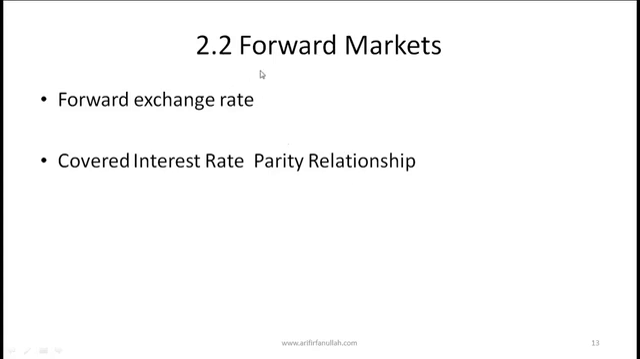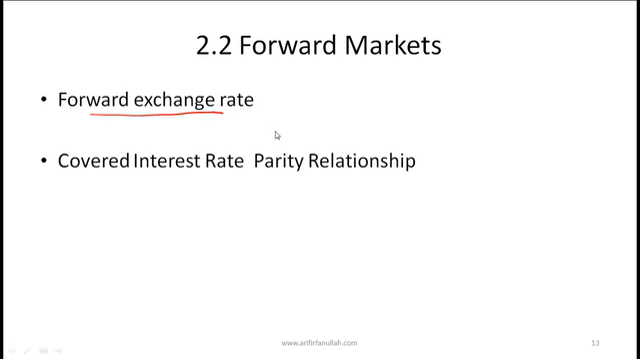We'll now cover section 2.2, which is forward markets. The first thing to understand is, what do we mean by a forward exchange rate? And this is something you've seen in level 1 derivatives and level 1 economics. So essentially this is a review.